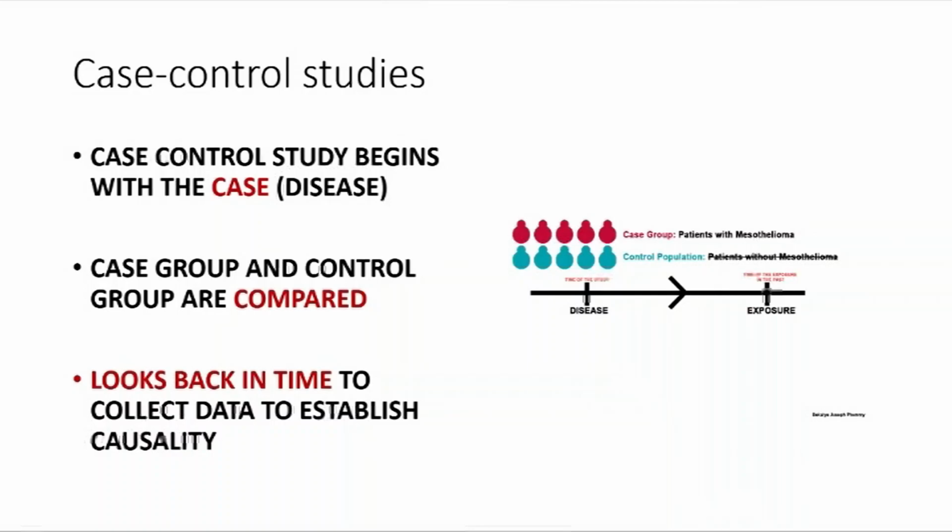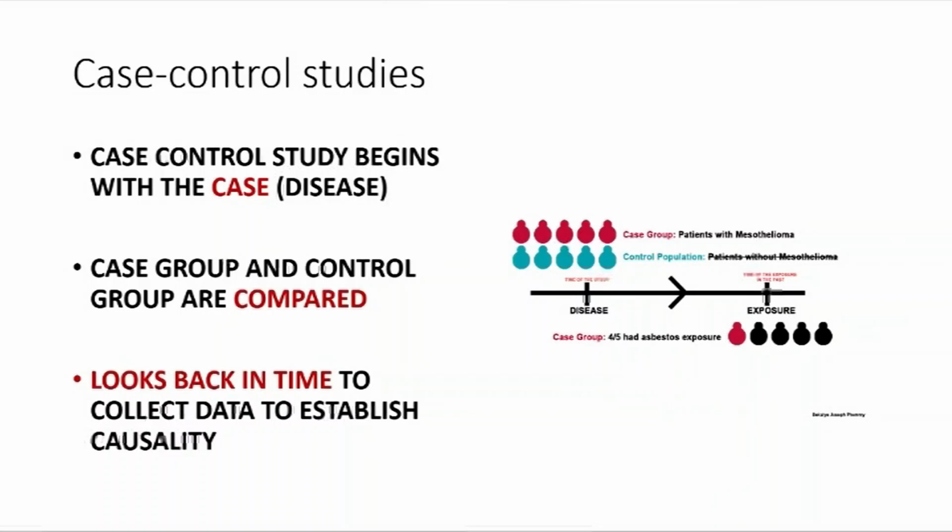Now don't mind the arrow. This arrow is pointing towards exposure. This is just connoting that you are moving from disease to exposure. But actually, you're moving back in time to collect data. Maybe company records, the history you collect from people, to establish exposure. In this case, let's talk about asbestosis. The people who had mesothelioma had some exposure to asbestos.